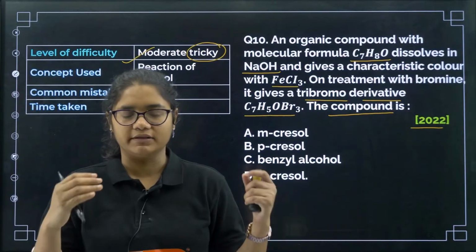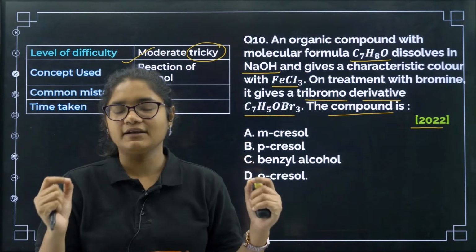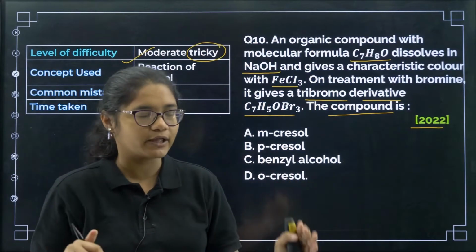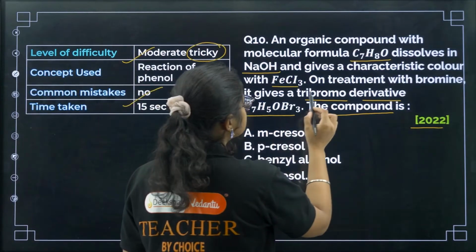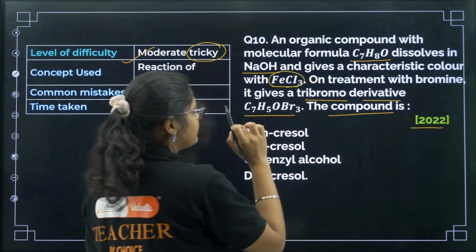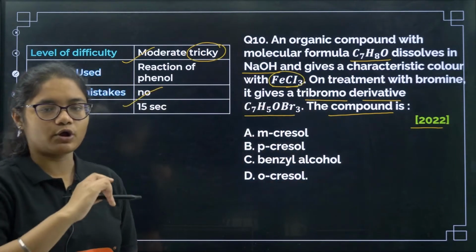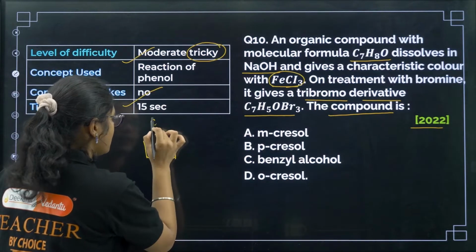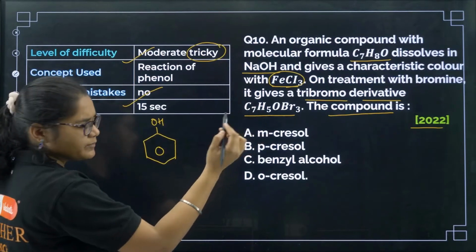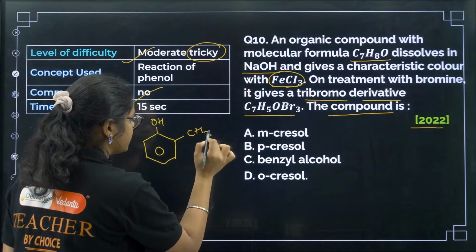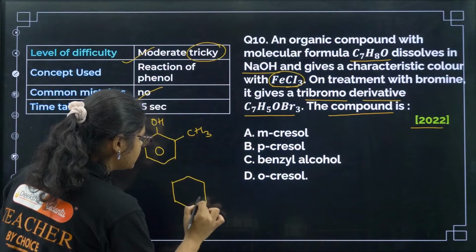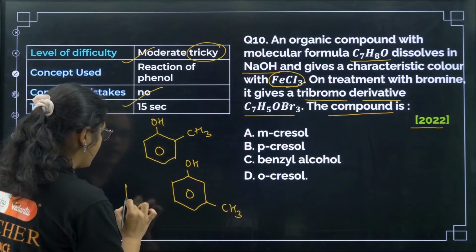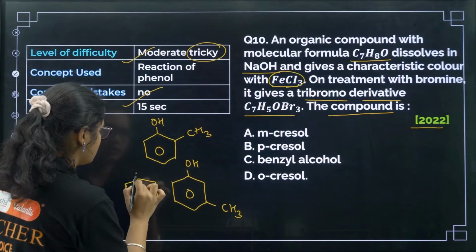So remember, whenever there are more than 6 carbons, then definitely you can think of a benzene ring. Okay. Now, it gives a characteristic color with FeCl3, so that symbolizes that it is a phenol group. Okay. So now I can have phenol group definitely. Okay. But one more carbon is there, right? C7. So there must be one CH3 group we can easily identify. But now this position of CH3 can be at 3 different places: ortho, para and meta position. Okay.